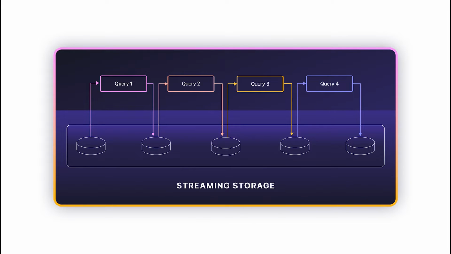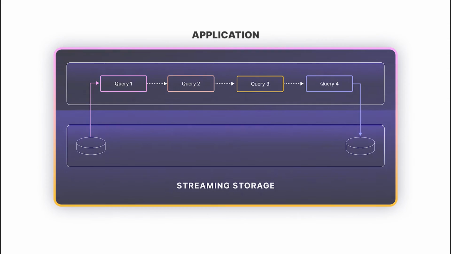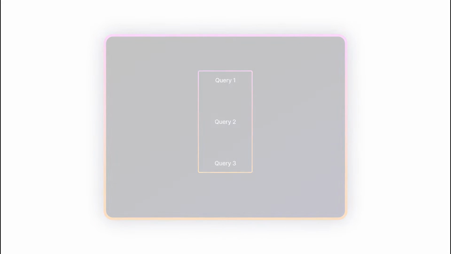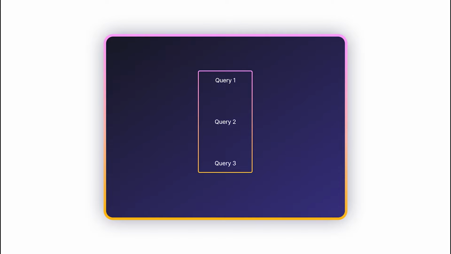Also, each of these queries is running as a separate job with its own resources. And to address these inefficiencies, DeltaStream has come up with applications. An application is a bundle of SQL statements with optimizations to run more efficiently and cost-effectively. There are three main benefits to running applications.